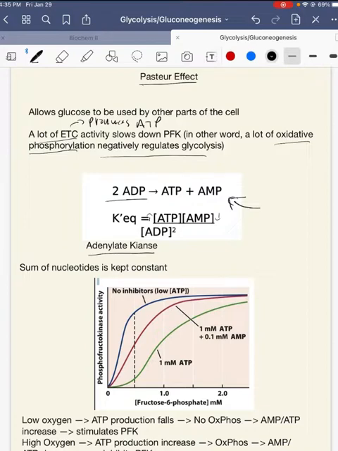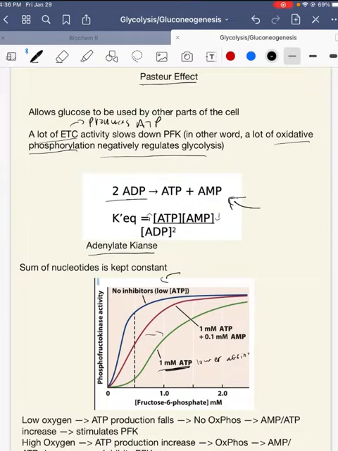Okay, so here I added a graph. If we have no ATP, or low ATP, that means AMP will be high and PFK will run very fast. So we can see that it has higher affinity. And when we add ATP, the graph shifts to the right. That means we have a lower affinity. And if we have a mixture of both, it's kind of in between.